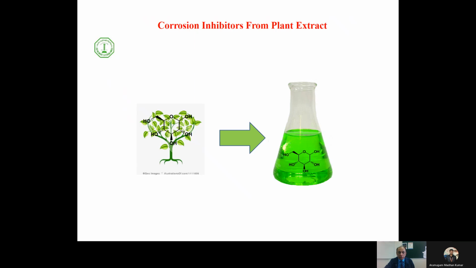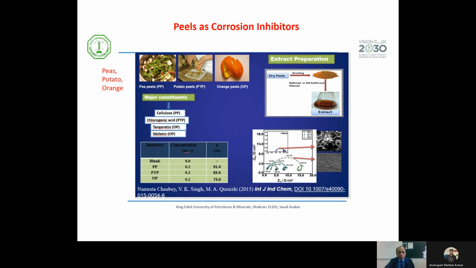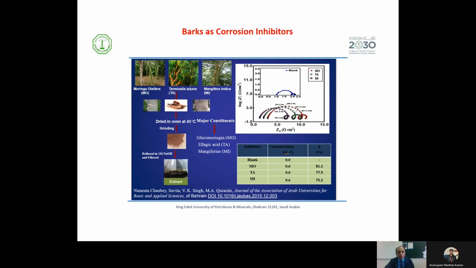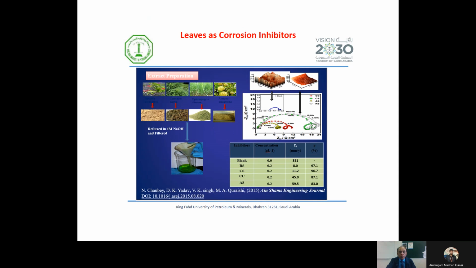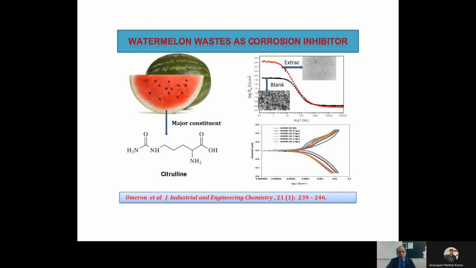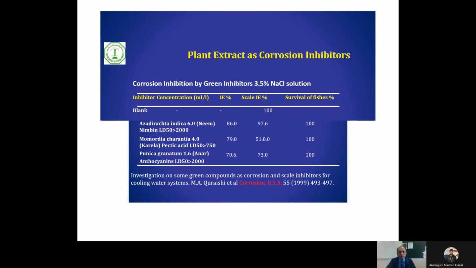Plant extracts can also be used as corrosion inhibitors. We have used peas, potatoes and orange peels for protection against metallic corrosion. We have also used barks of various plants as corrosion inhibitors for iron and aluminum. We have also used leaves of plants as corrosion inhibitors, and the outer skin of the watermelon can also be used as a very good corrosion inhibitor.